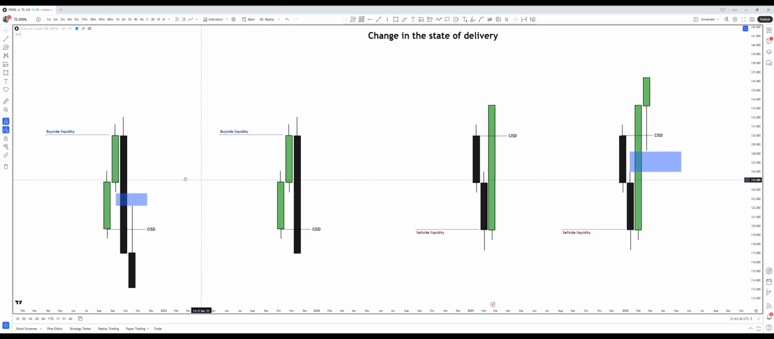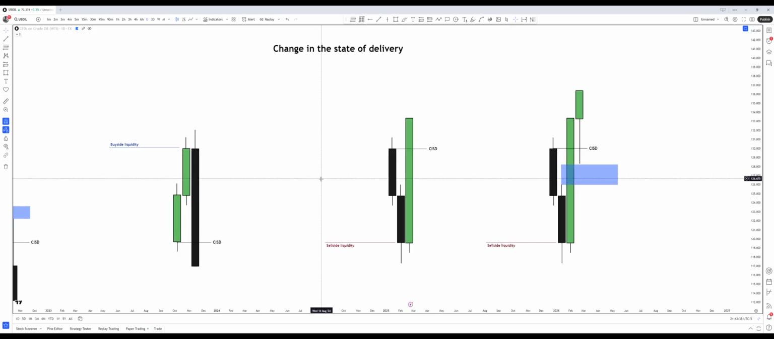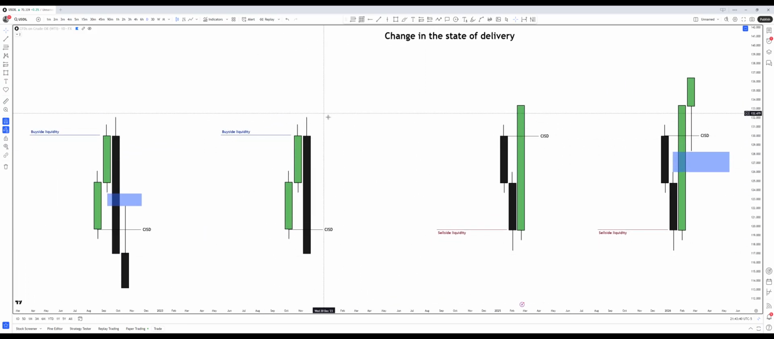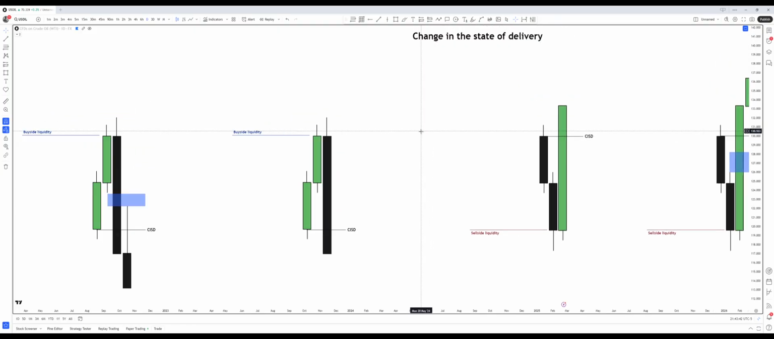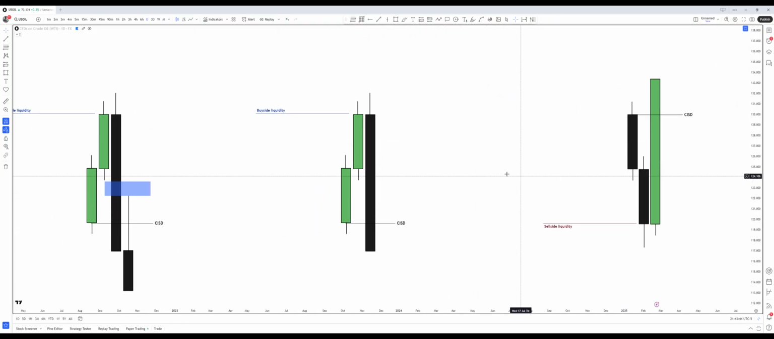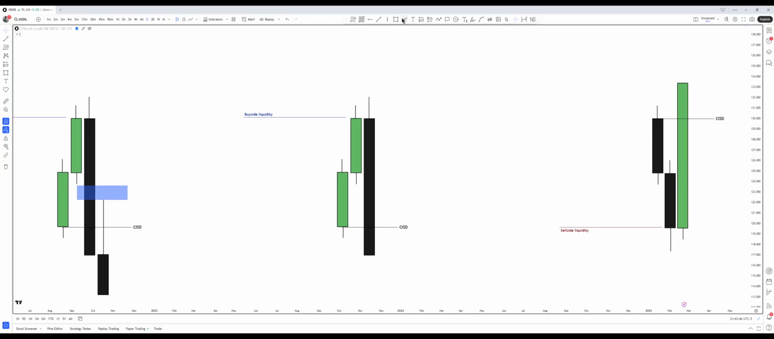All right, so this is how a CISD looks like. It's about the green candles that take out liquidity. We can see here these two green candles right here took out the buy side liquidity. As soon as these two green candles take out the buy side liquidity, we want to see an aggressive candle to the downside that violates the candles that took out liquidity.